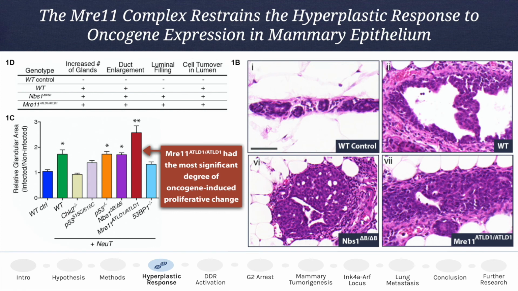Both of these mutants displayed clearly distinct oncogene-induced cellular responses, as these 2 genotypes both exhibited excessive oncogene-induced hyperplasia that filled the lumen of mouse mammary ducts, as seen in the H&E stains on the right. Also, out of all the cell lines tested, the Mre11 mutant was determined to have the most significant degree of oncogene-induced proliferative change, as seen in the graph. Overall, these results show us that the Mre11 complex plays a critical role in mediating the early response to oncogene activation by restraining the hyperplastic response in mammary epithelium.